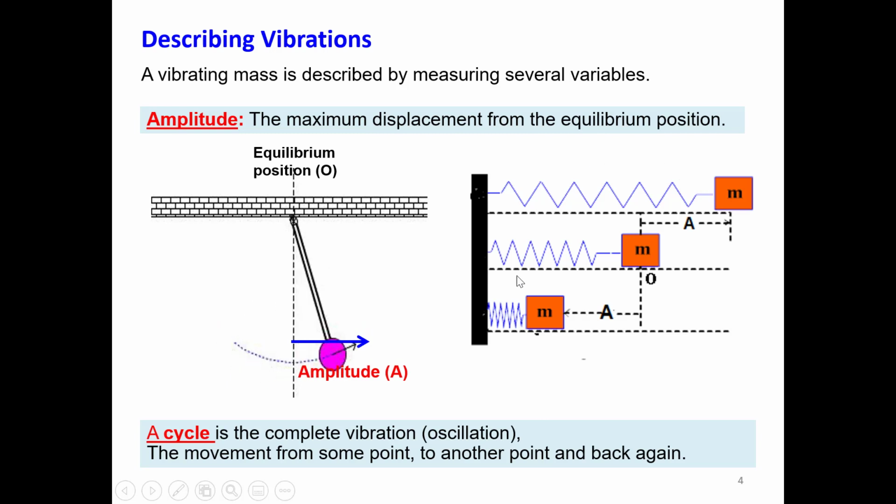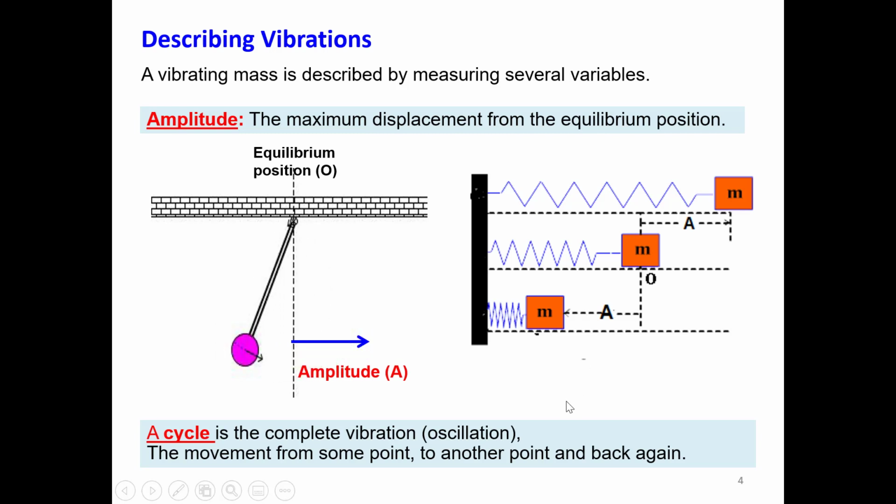And in the case of the block and spring, if this is the equilibrium position, then this will be the amplitude, the distance from the equilibrium position to the maximum displacement.